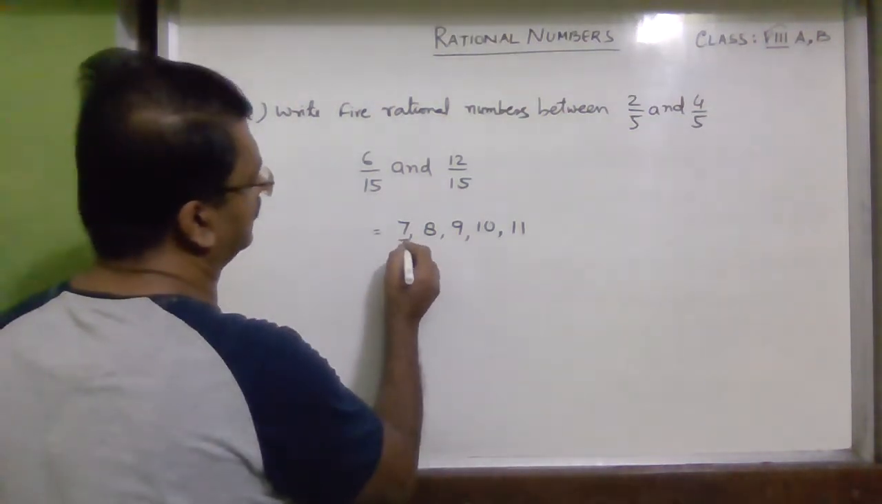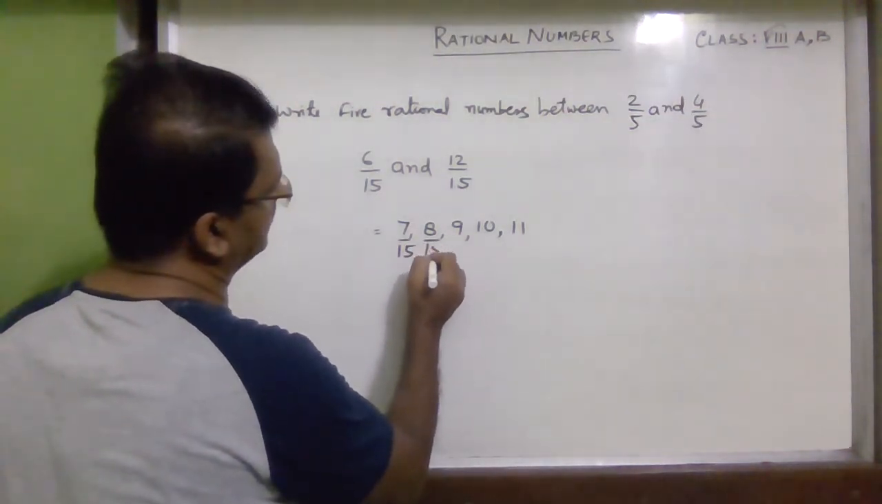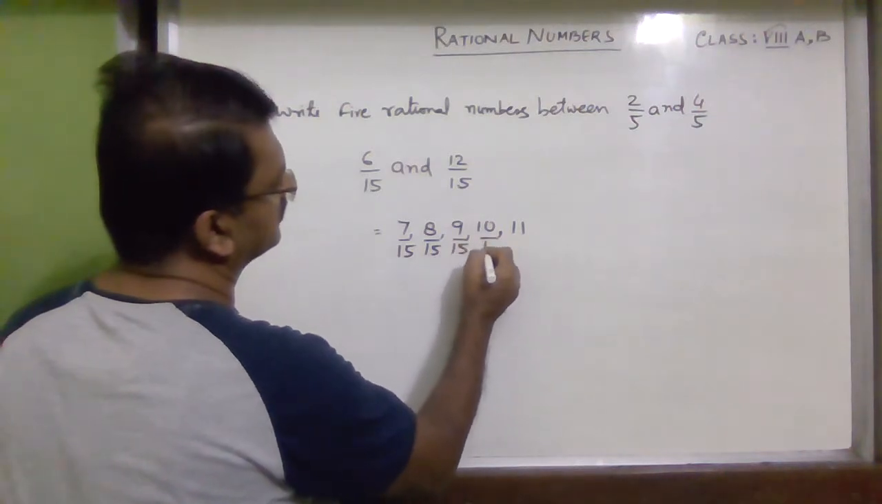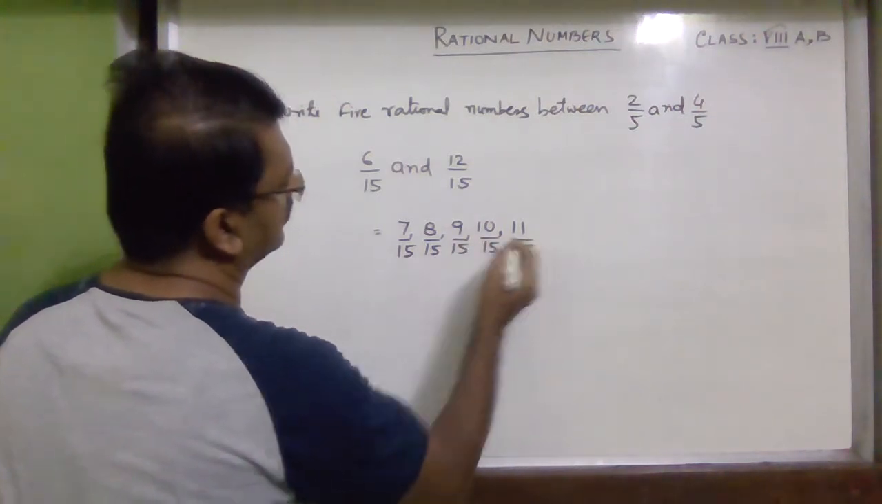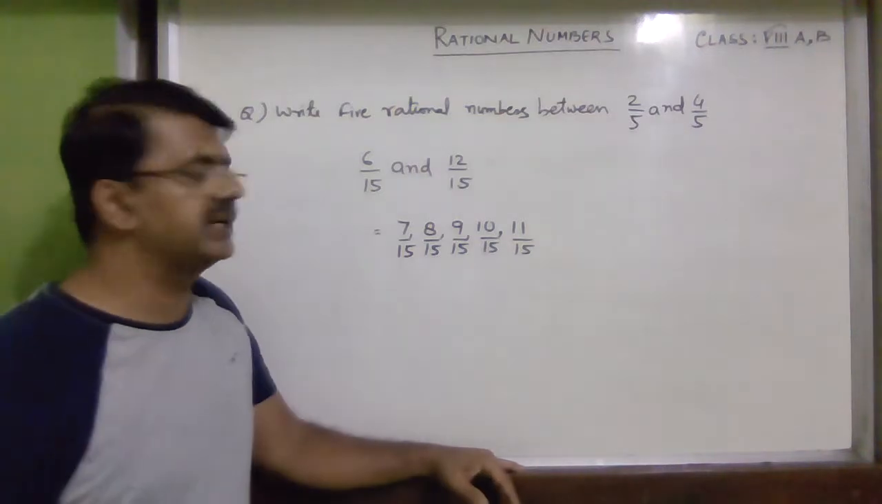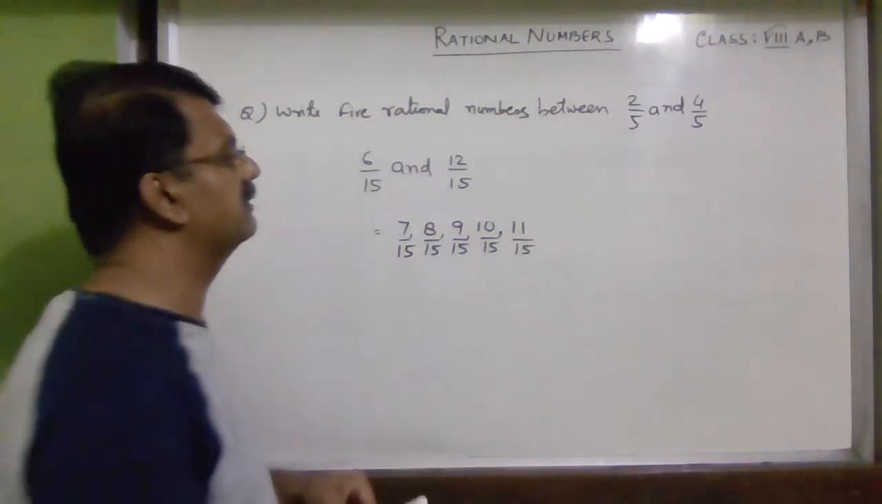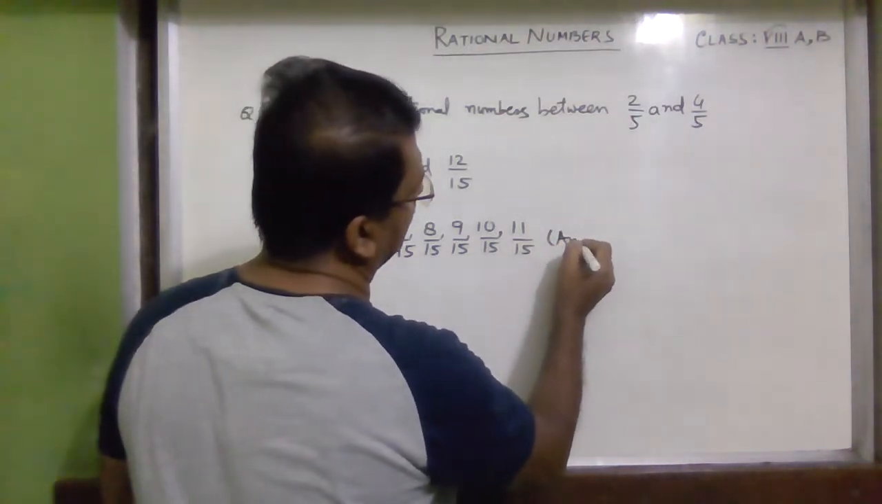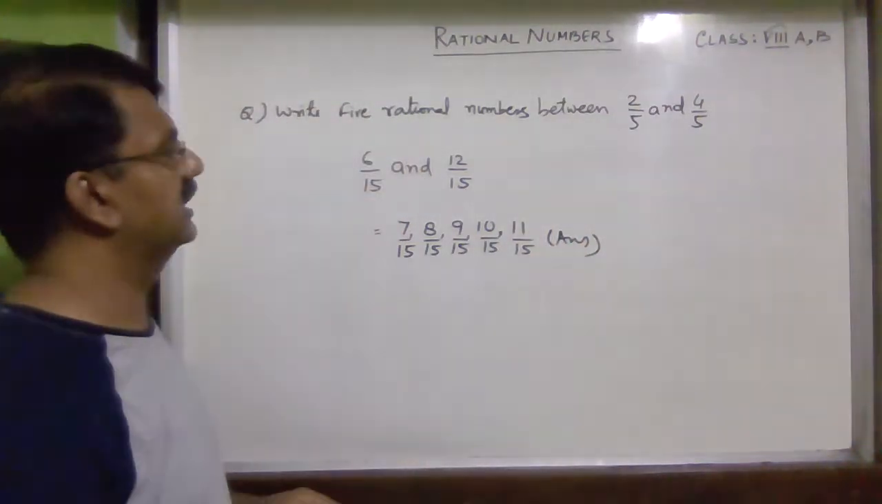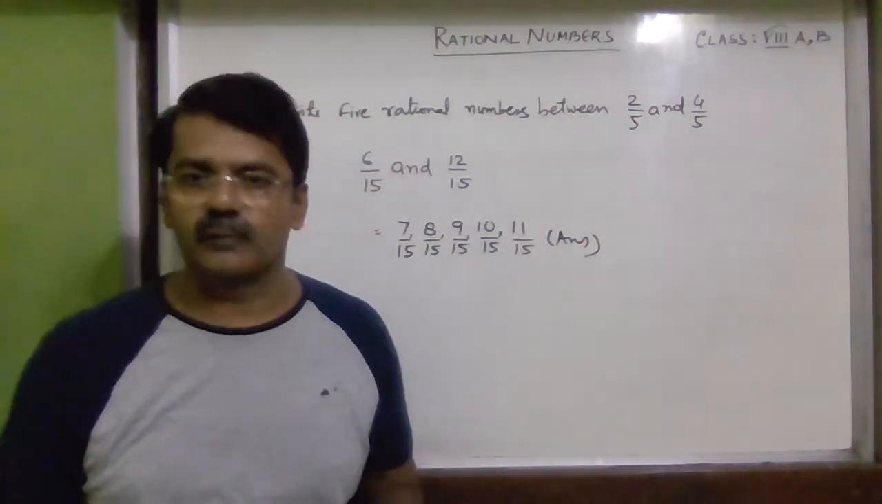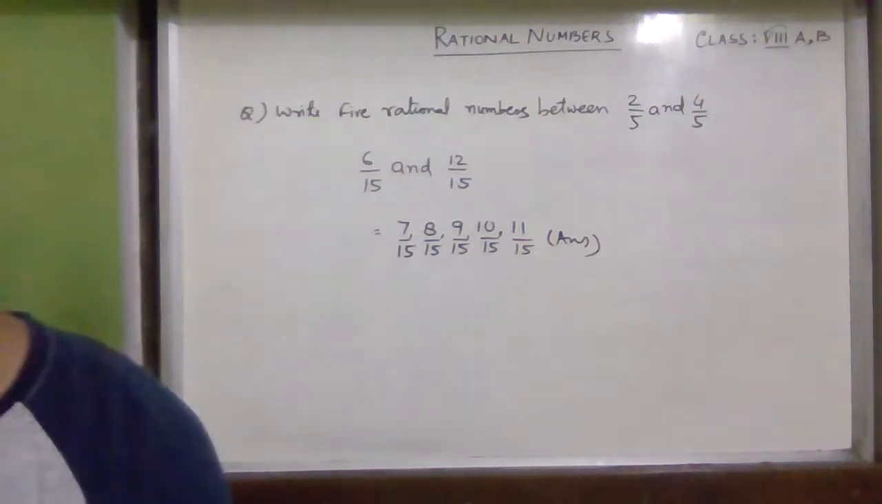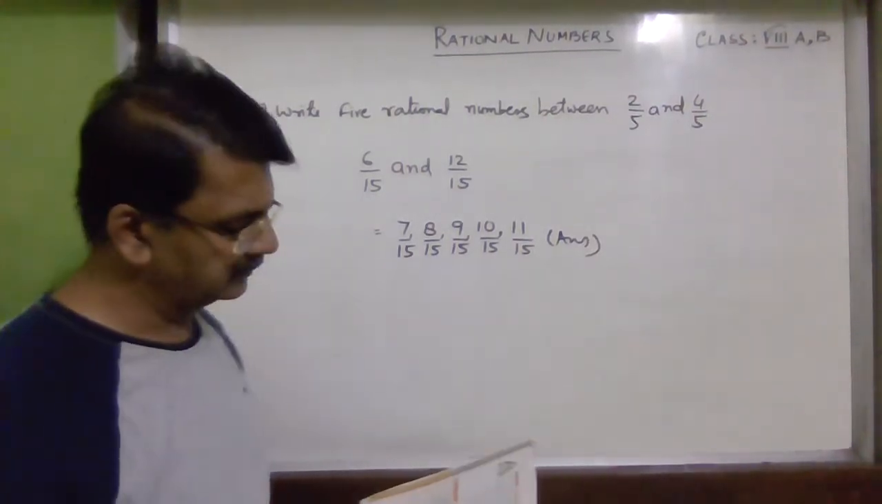Divide each number by 15, and that is your answer. 7 by 15, 8 by 15, 9 by 15, 10 by 15, and 11 by 15. They are the 5 rational numbers between 2 by 5 and 4 by 5. Okay? Next question.